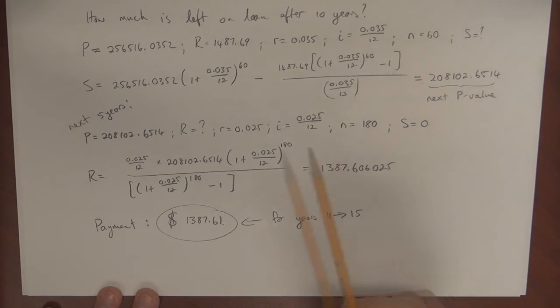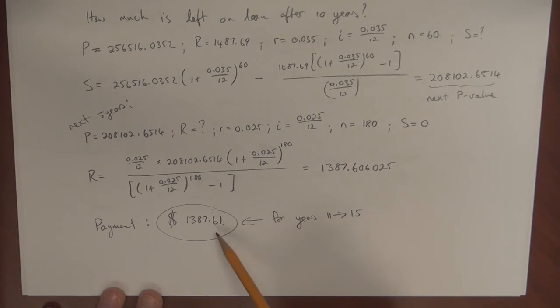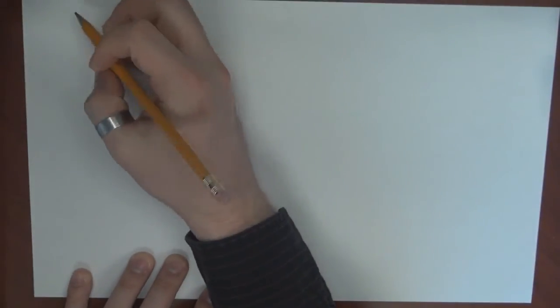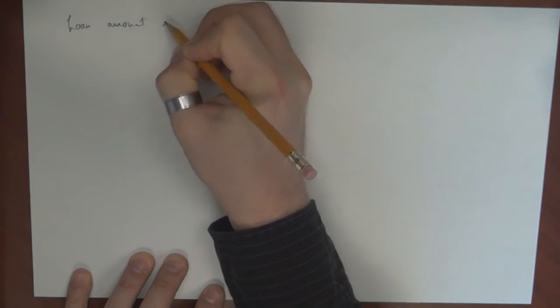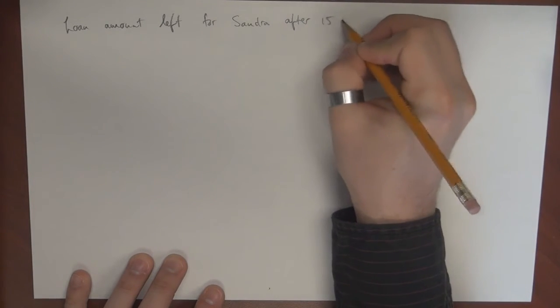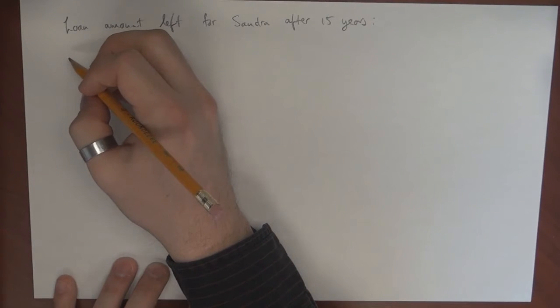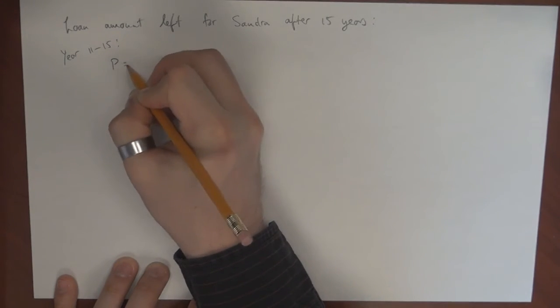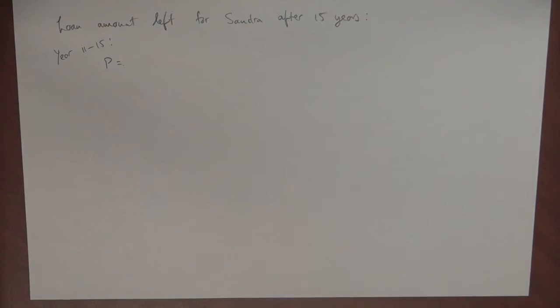Then for the next 5-year period, we calculated her payment to be $1,387.61. So the only thing left to find is how much is left on the loan at the end of that phase. So that's a 60-month period. So let's do that. Loan amount left for Sandra at the 15-year mark. So all I need to do is look at years 11 to 15.